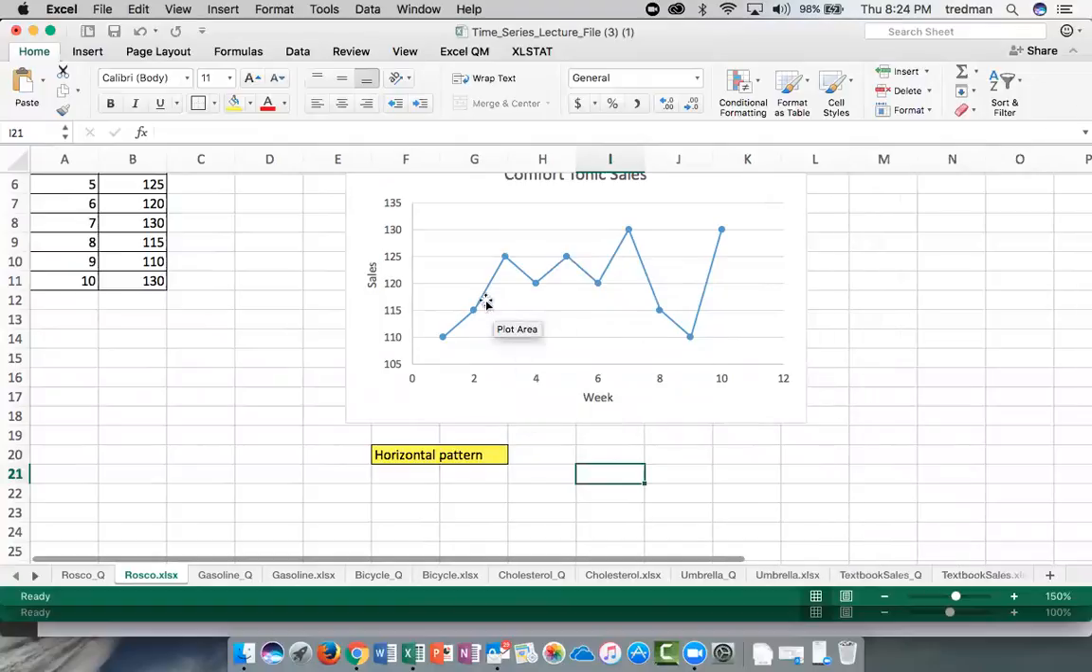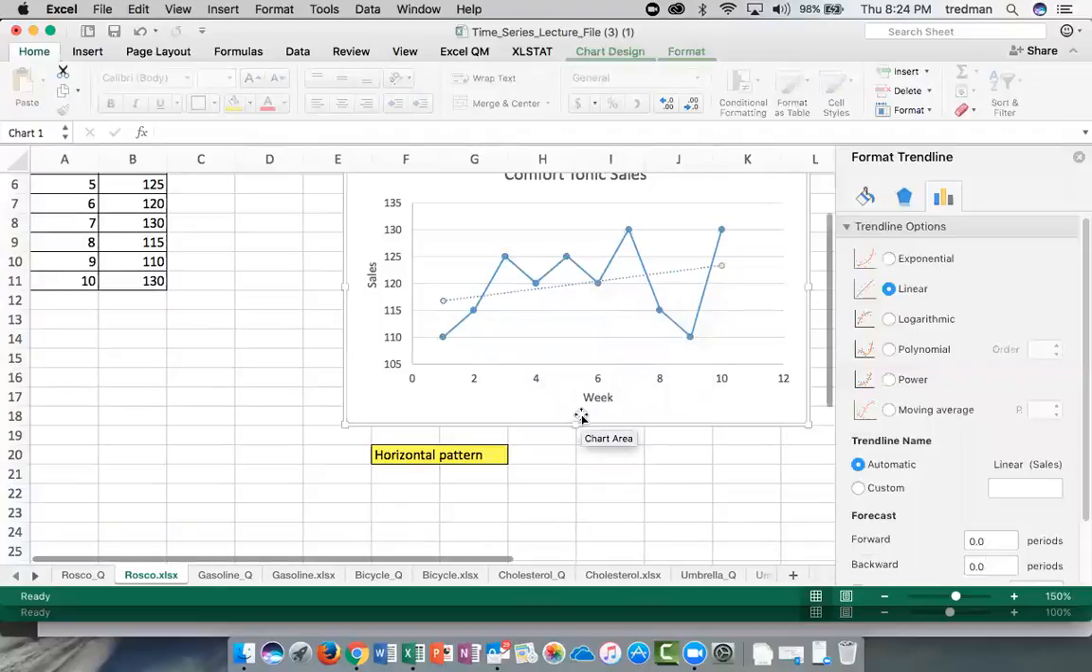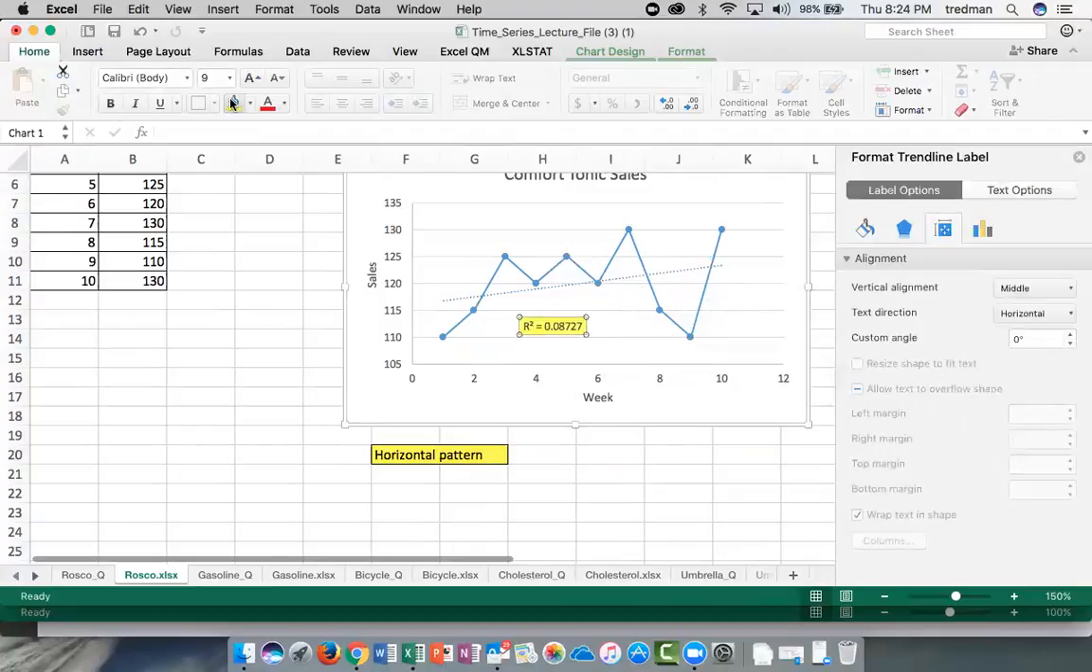So it will be a random pattern, and it's horizontal because it's really not going to have a trend. If I added a trend line, you see my R-square value for that trend line is less than 0.1. I don't consider that there's a trend unless the R-square value is greater than 0.1. So here that's not true. So it's just a horizontal pattern.